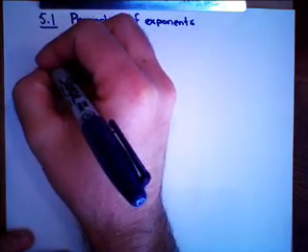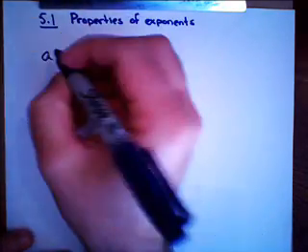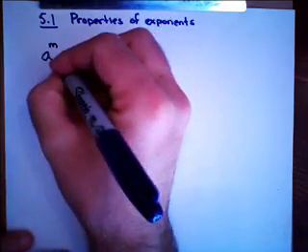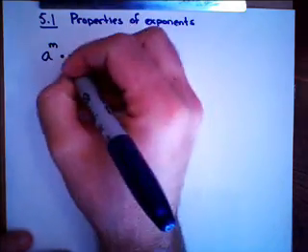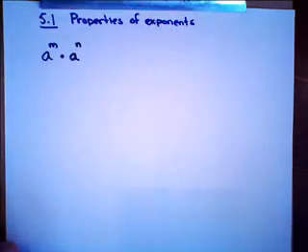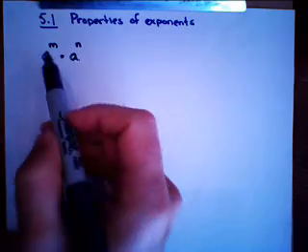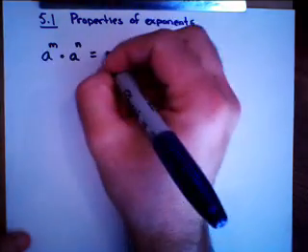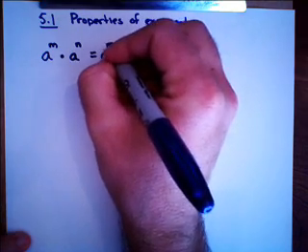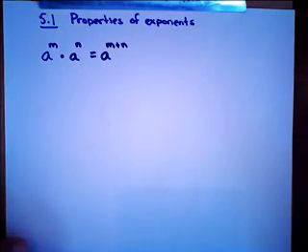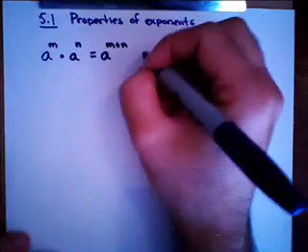It says if you have a to some power m, and you are going to multiply it to the same base a but to a different power n. It says as long as these two bases are the same, if you multiply you can add the two exponents. Okay, so when you multiply you add your exponents.